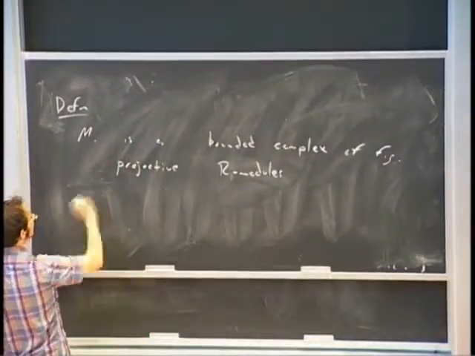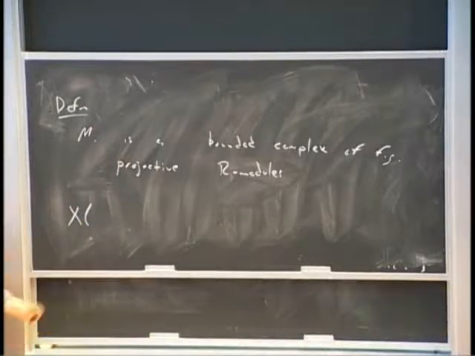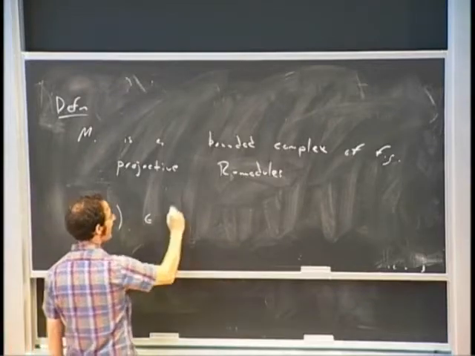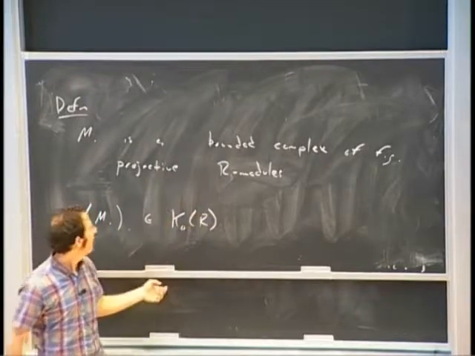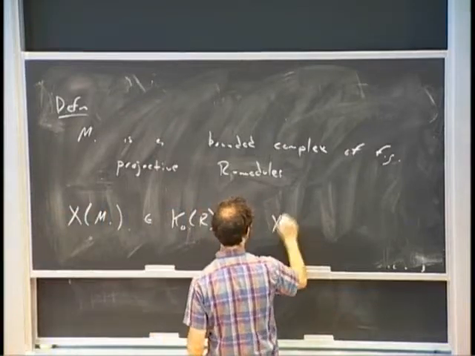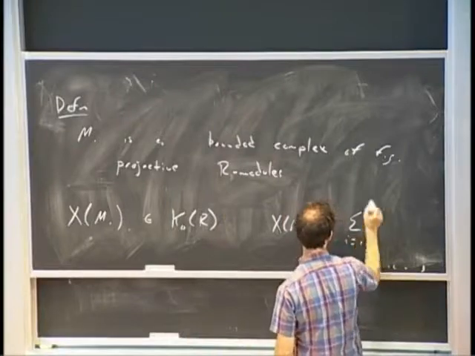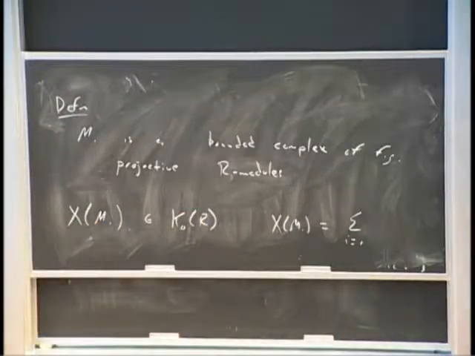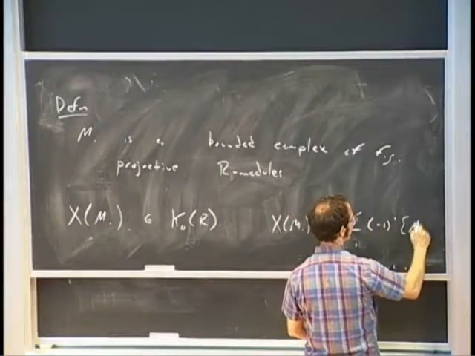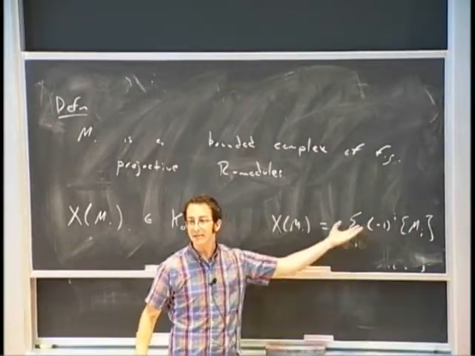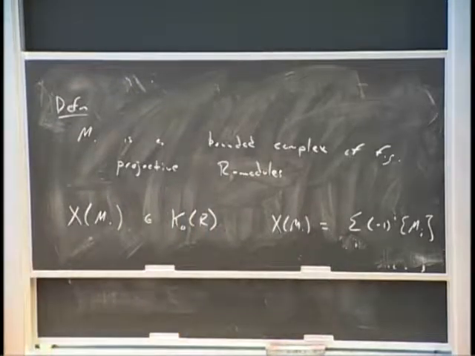If we have such a thing, I'm going to define the Euler characteristic, chi of M. This is going to be a class in K0 of R. This is another way of seeing this slogan that K theory is about providing a home for Euler characteristics. Rather than having numbers, we're going to have this live in K0 of R. What's the formula? Chi of M is equal to the alternating sum of the classes in K0 of the constituents of the complex.